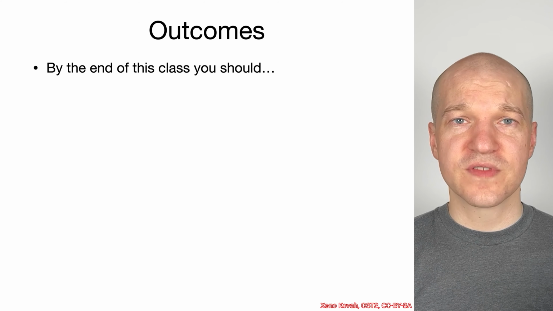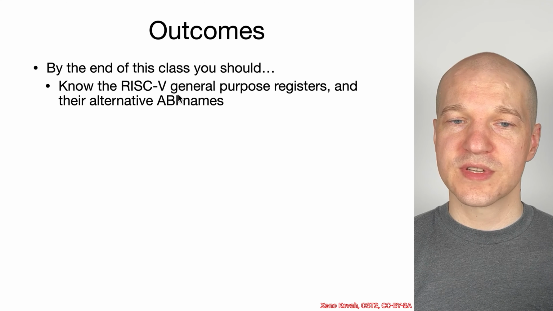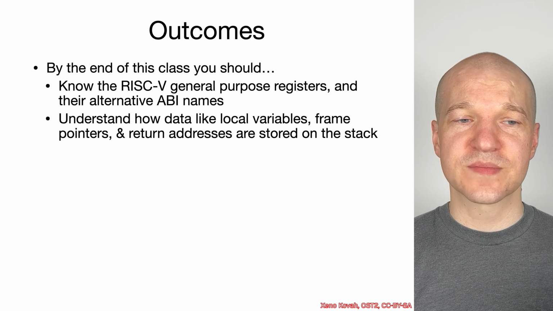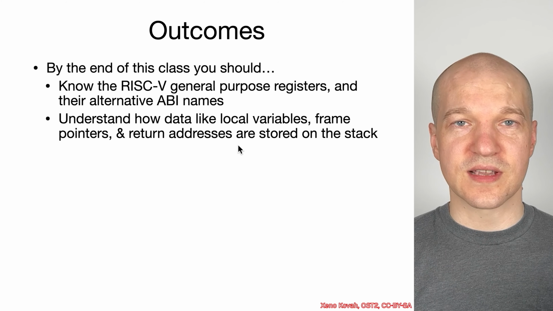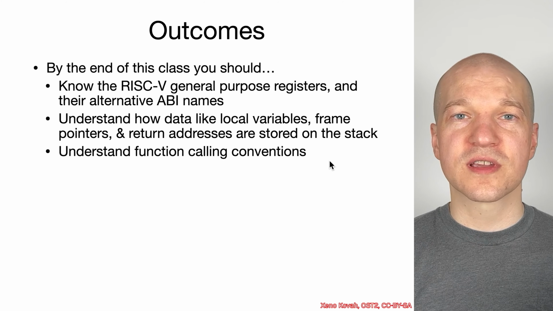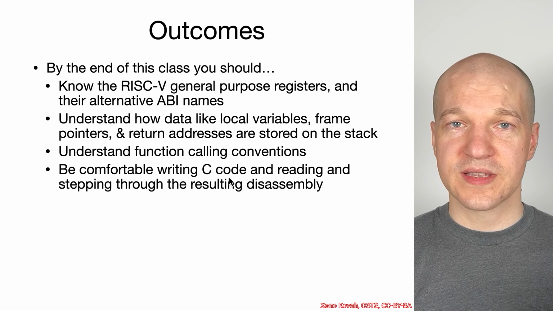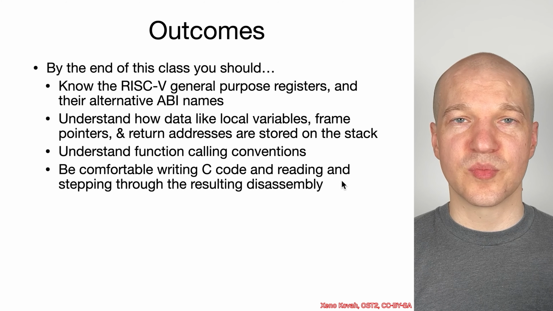So the outcome of this class is that by the end of the class, I expect you to be able to know all the RISC-V general purpose registers and their alternative ABI, or application binary interface, names. Those are the more human-friendly names. Understand how data like local variables, frame pointers, and return addresses are stored on the stack. Understand function calling conventions. So what are the conventions for when we call into and return out of a function? Be comfortable writing some C source code and compiling it down and reading the consequent assembly language that you would see if you looked at it in a debugger.